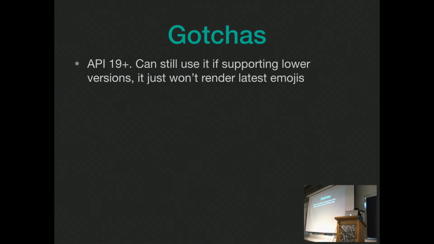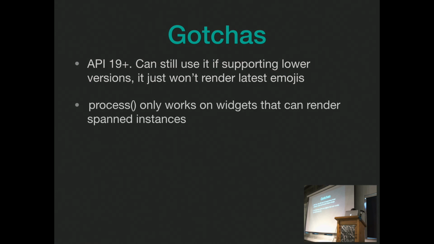All right, last slide. What are the gotchas? It's API 19+, but if you're supporting versions below that, it's fine. It's just the widgets will behave normally, as if EmojiCompat didn't exist on versions below that. The process method I just showed only works on widgets that can render spanned instances. So for example, it worked on the text input edit text, but it won't work on the hint of a text input edit text. So something to keep in mind.